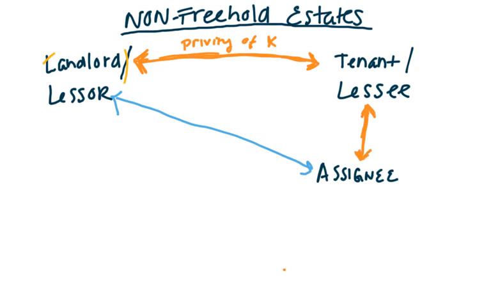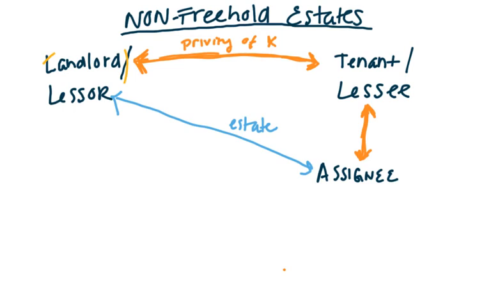And the assignee has contractual duties to the tenant. But the assignee does not have contractual duties to the landlord. Does that mean the assignee doesn't pay rent to the landlord? Well, no, the right to collect rent is a right that goes with the privity of estate because it is a right that flows with the land. It touches the land. It has to do with the enjoyment of the land.